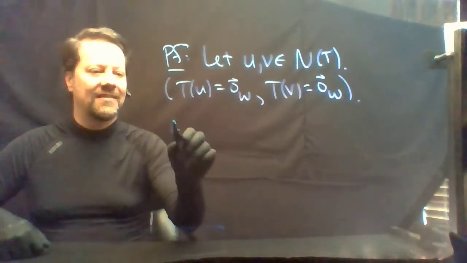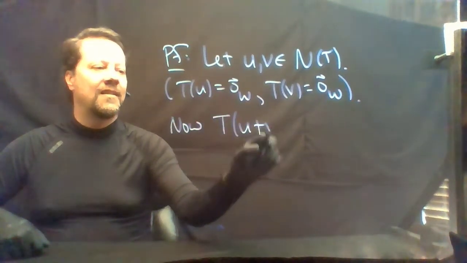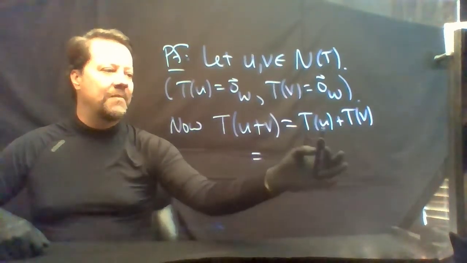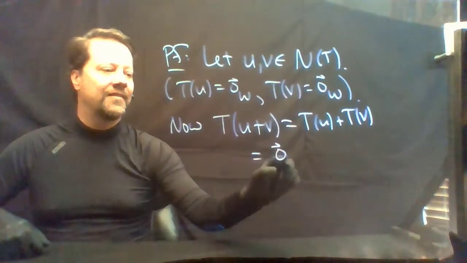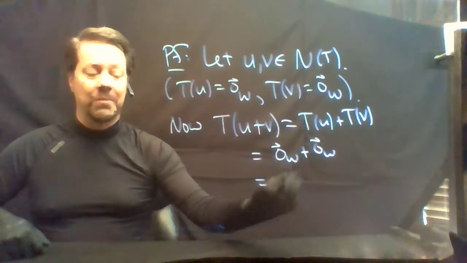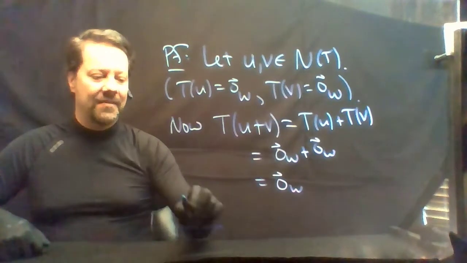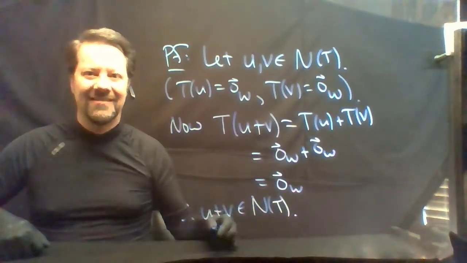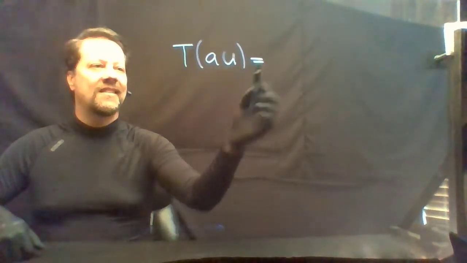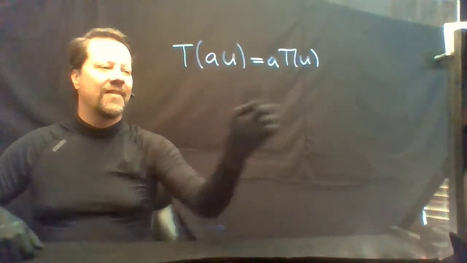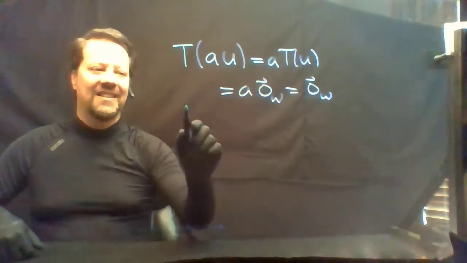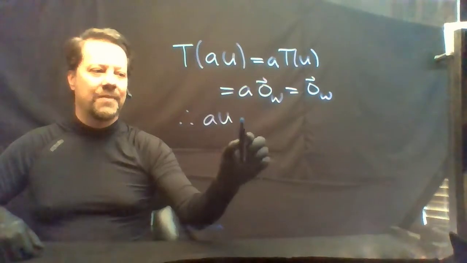So, check this out. Because of linearity, T will distribute across sums. And because U and V are in the null space, they get sent to the zero vector. And the zero vector plus the zero vector is, of course, the zero vector. But that means U plus V is in the null space. So the null space is closed under addition. Let's see if it's closed under scalar multiplication. We'll apply T to a constant times U and see what happens. Constants come out of linear transformations. And so we get the constant times the zero vector in W. But any rescaling of the zero vector is just the zero vector. Therefore, A times a vector in the null space is in the null space.